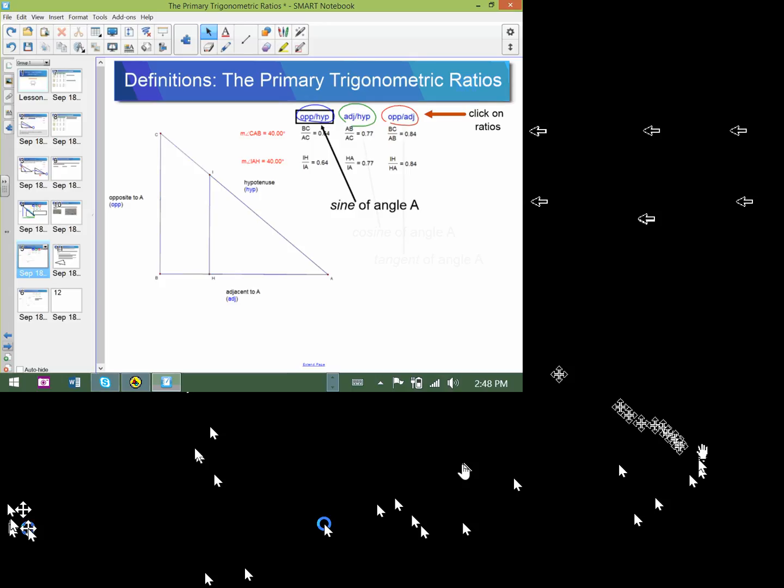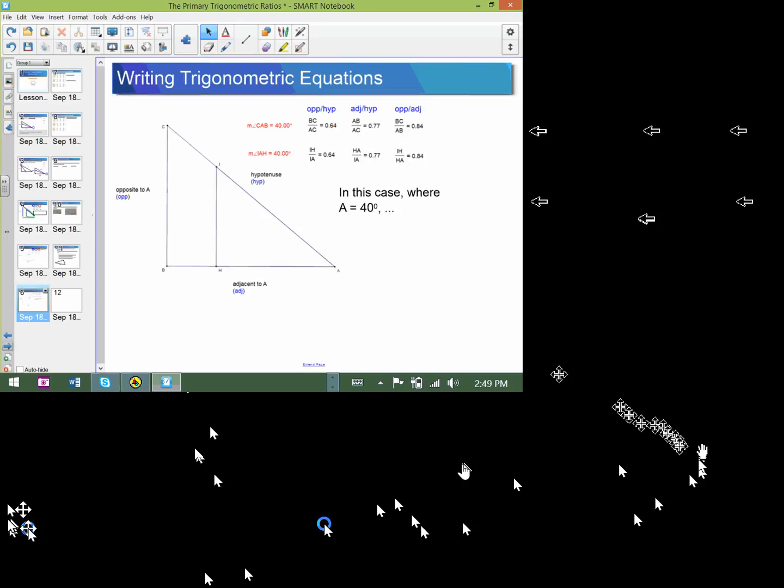So the sine of angle A is opposite over hypotenuse. Cosine is the ratio adjacent to hypotenuse. And last but not least, tangent is the ratio opposite to adjacent. Okay? So these new names represent those ratios in all right triangles. So what we'll do is let's take the case of the 40 degrees. Okay, so I'm just going to move this aside.